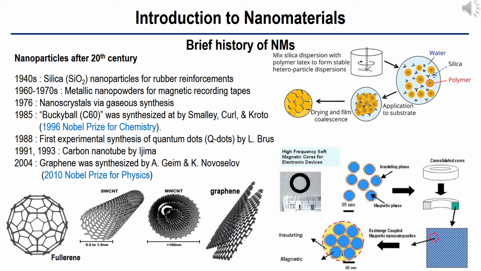In the 1990s, there were other big advances in the preparation of carbonaceous nanomaterials such as single and multi-wall carbon nanotubes. In the 2000s, a two-dimensional carbonaceous nanomaterial, called graphene, was prepared by Geim and Novoselov. We will explore the carbonaceous materials in detail later.